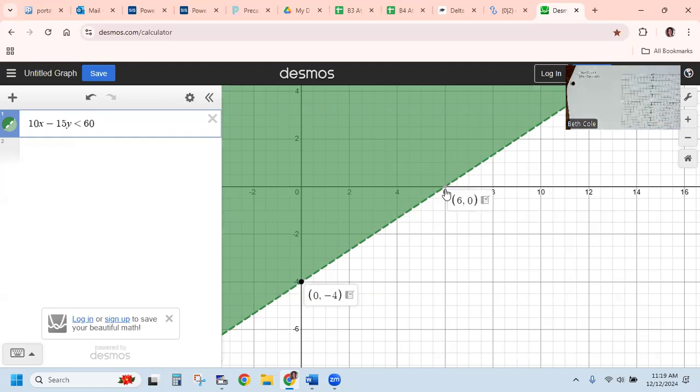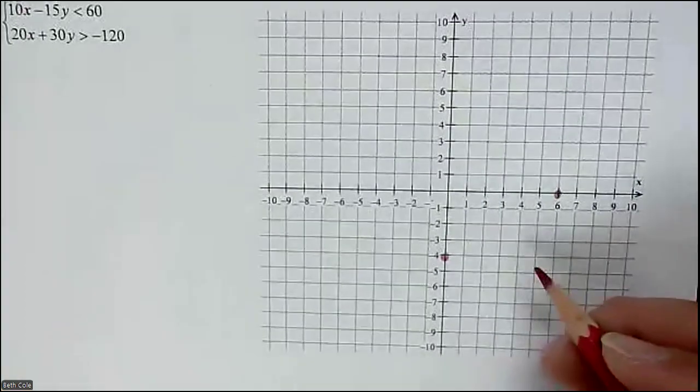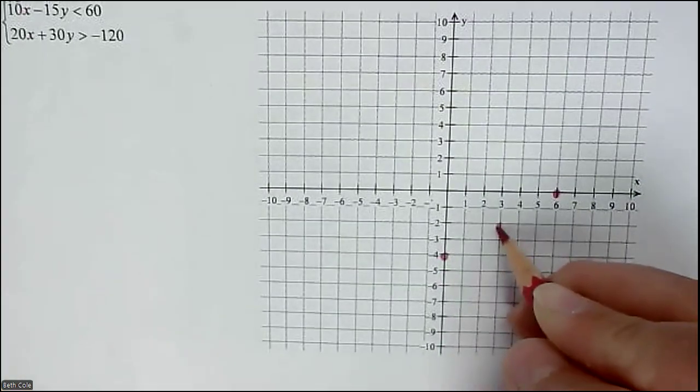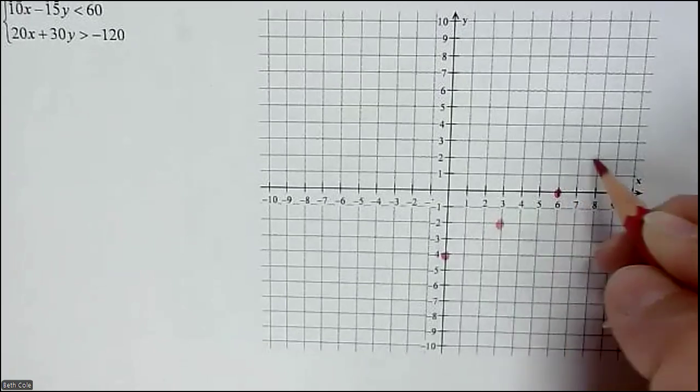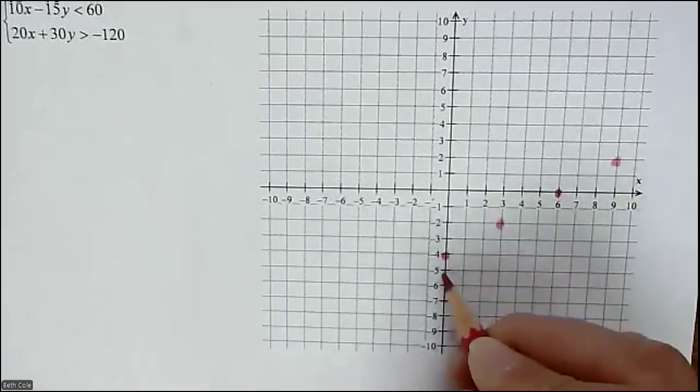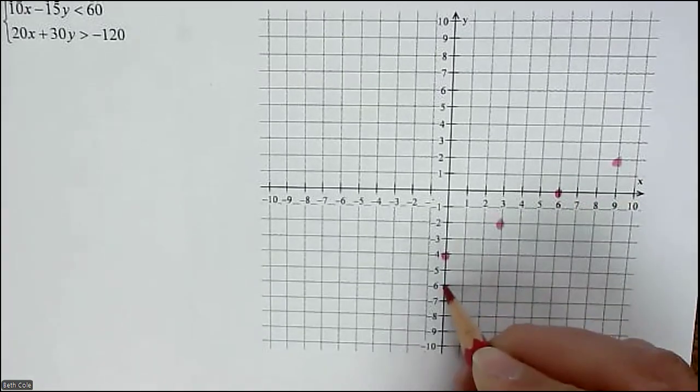All right. And then do you see how we have 6, 0? It's up 4 over 6. But if you reduce that, it's up 2 over 3. Look. Up 2 over 3. So what I want you to do is keep on counting up 2 over 3 until you get all your points.